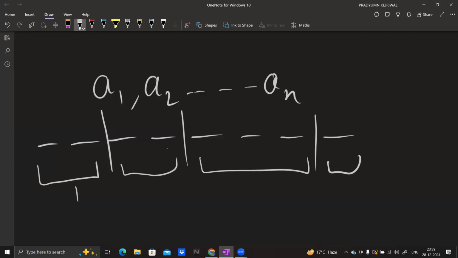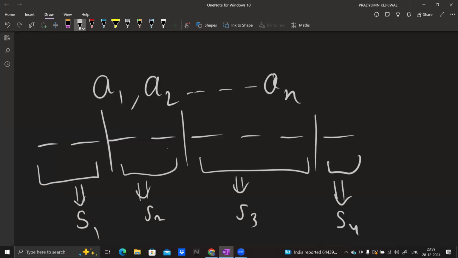And from each partition, we make a set. Like from this partition, we make a set S1, and from this one we make another set S2. These sets are the sets of integers that are in this position. If there is 4 and 5 here, then this set 1 contains 4, 5. That's the meaning. And basically, we have to ensure that all sets are stable.